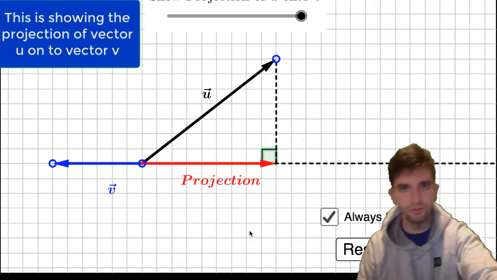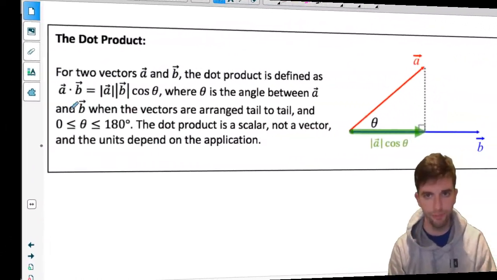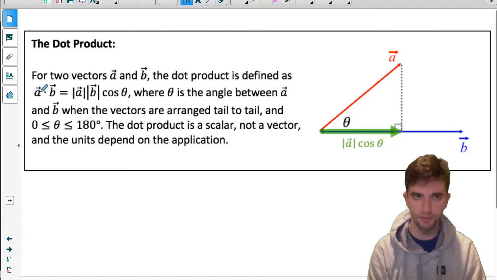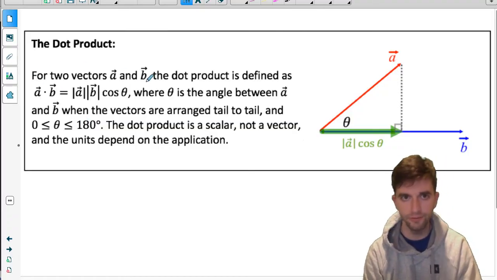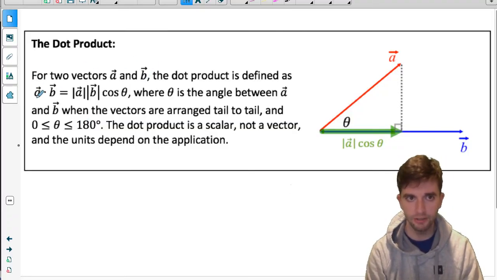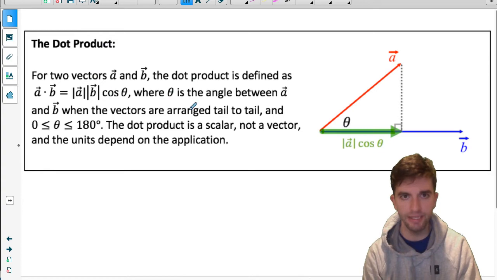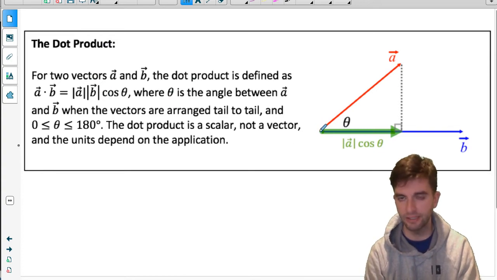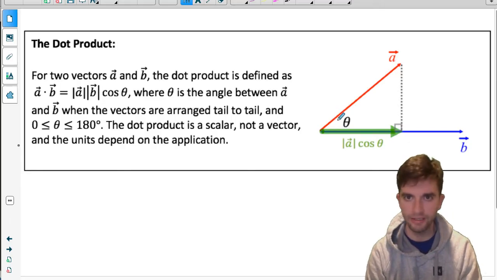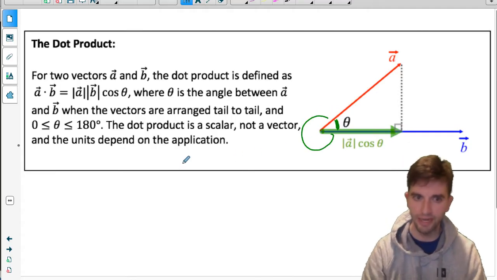So now let's go back and do some examples. So this box is just a nice summary of what we've talked about so far. For two vectors, a and b, the dot product, a dot b, is equal to the magnitude of a times the magnitude of b times cosine theta, where theta is the angle between a and b when the vectors are placed tail to tail. And theta is always going to be between 0 and 180. So we're always going to use this angle when they're placed tail to tail. We would never use that angle there.